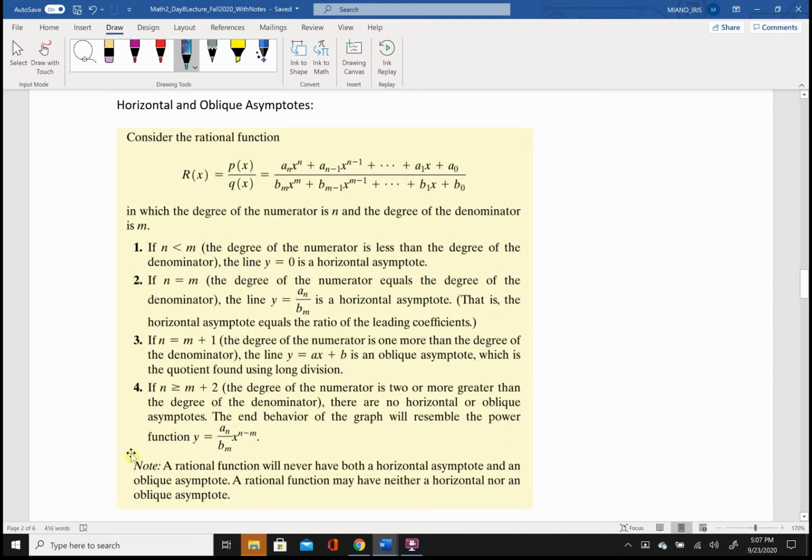And as you can see in the note down below here that I'm hovering with my cursor, you cannot have a horizontal and an oblique asymptote at the same time. It's either one or the other. So if you notice that the numerator degree is less than the denominator degree, you have a horizontal asymptote and not an oblique one, and the horizontal asymptote is at y equals 0. Now, what you might be wondering while I'm talking about this is what is an oblique asymptote?